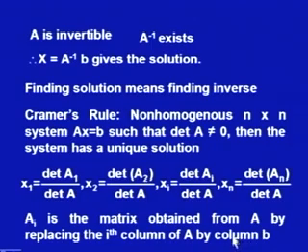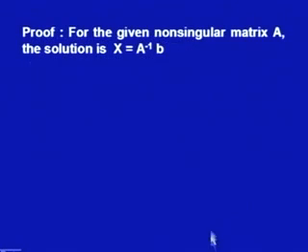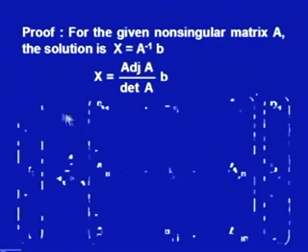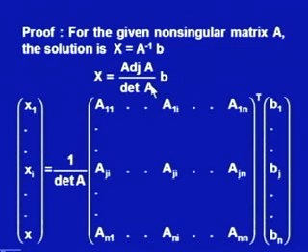So, let me first prove this result. For the given non-singular matrix A, the solution is x equal to A inverse b, this we have just now established, and accordingly the solution vector x is adjoint of A divided by determinant A, times b. This is the definition I have taken for the inverse A inverse. So, x is equal to adjoint A divided by determinant A into b. Now, we can write down this equation in expanded form.